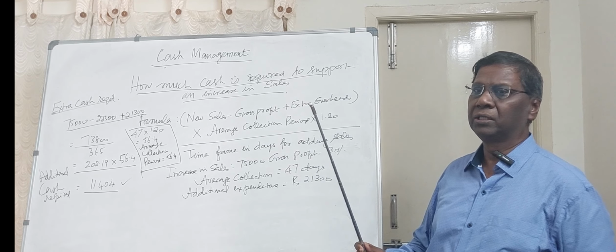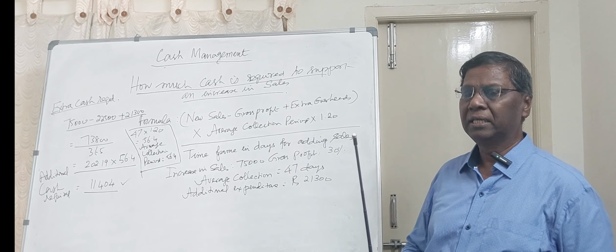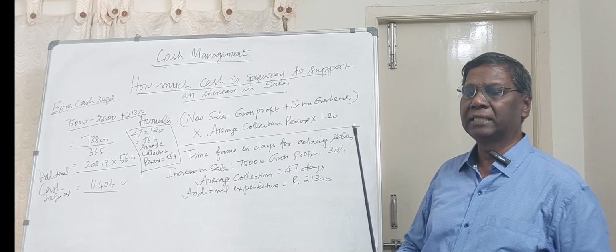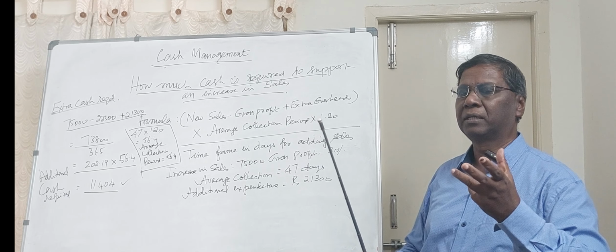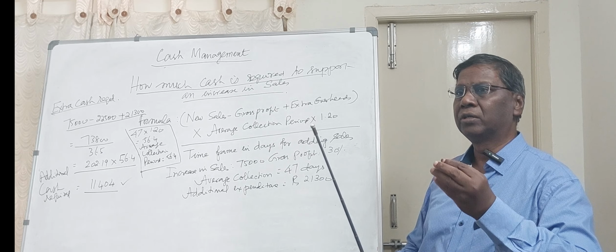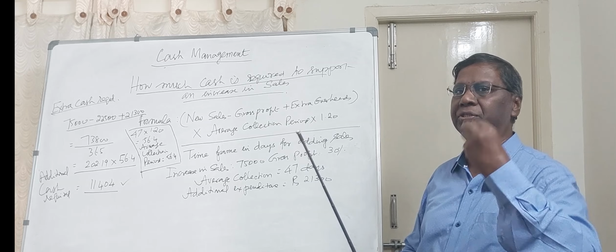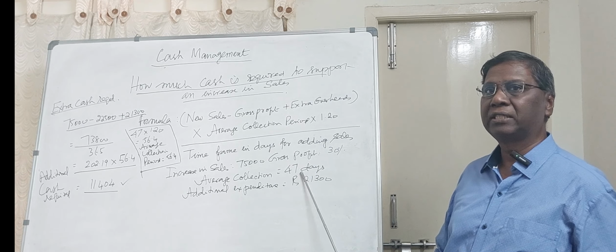Supposing you are giving credit sales and it takes 47 days. You won't be getting the money exactly on the 47th day. They will be here and there; they will make some payments. So you have to add some contingency, some extra provision. That's why we have made it into 1.20. In this example, it is 47 days.